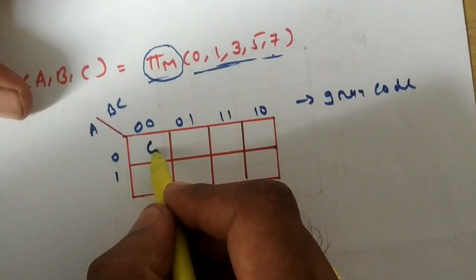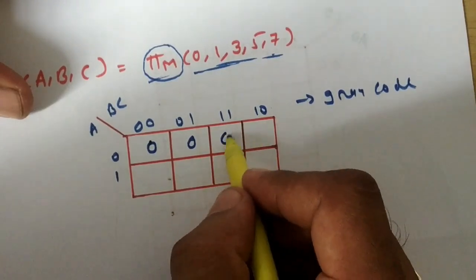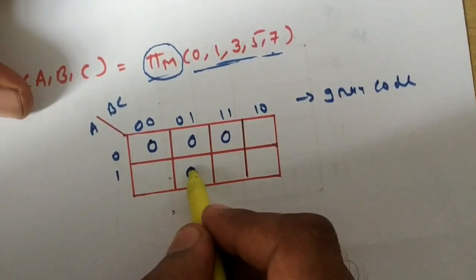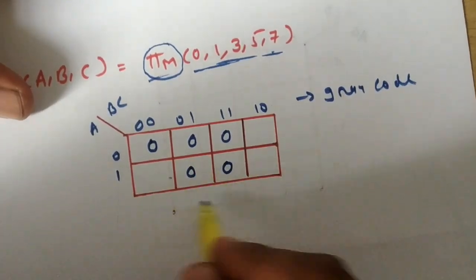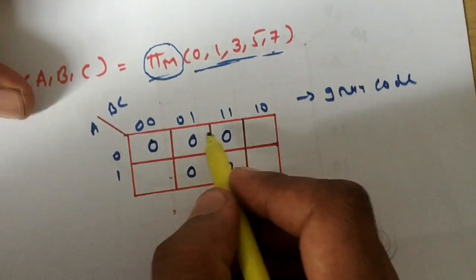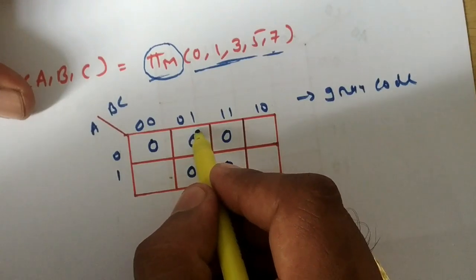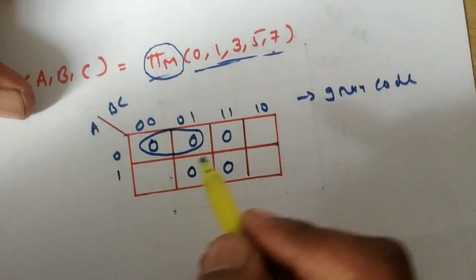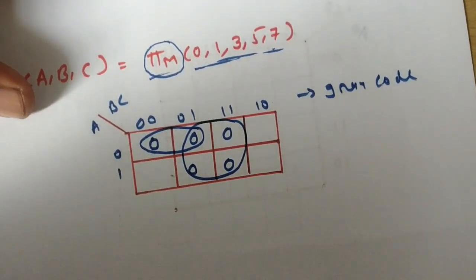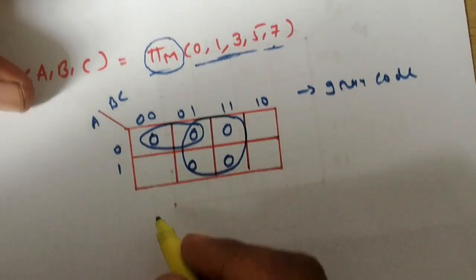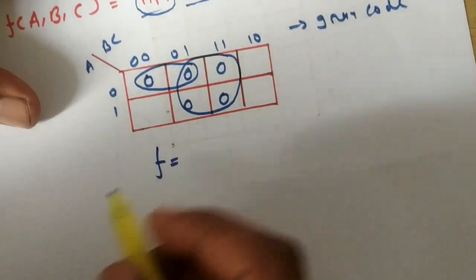So 0 will be here, 1 will be here, 3 will be here, 5 and 7 will be here. Right? So I need to try that the maximum number of zeros can be grouped. So I will try to make the group of this 2 and make the group of this 4 zeros, right. And let us try to write the equation for both the groups.